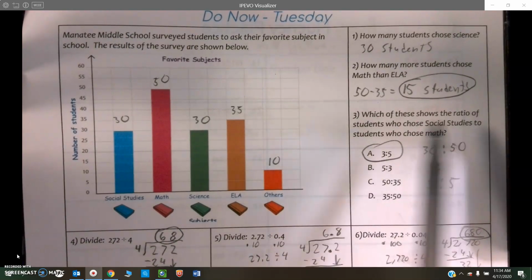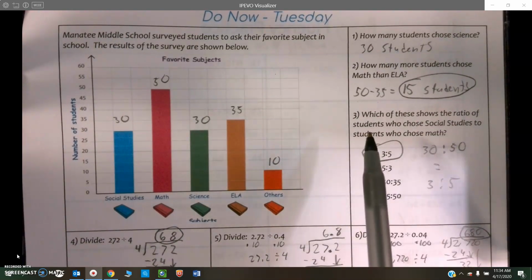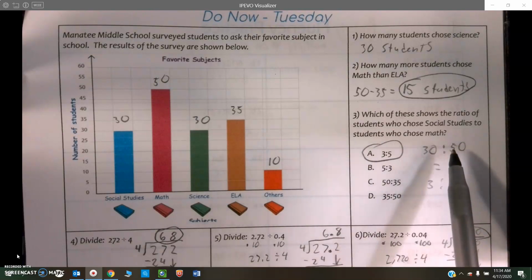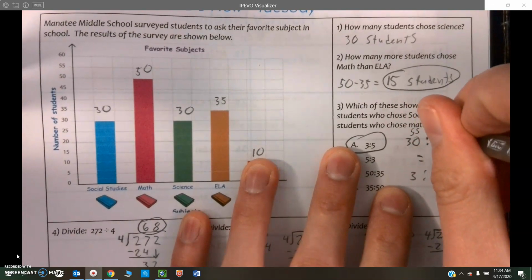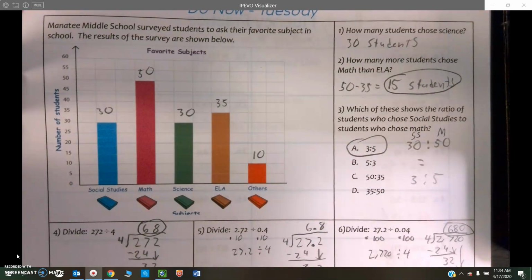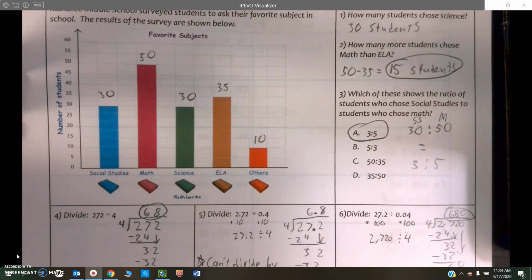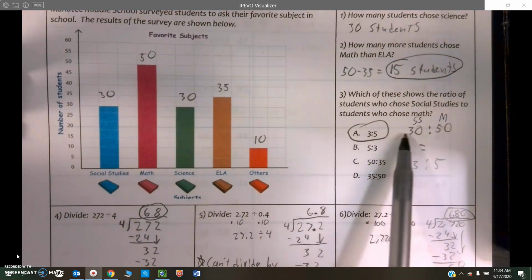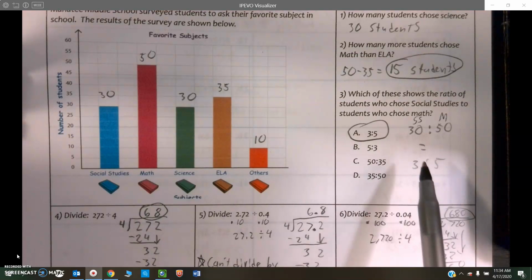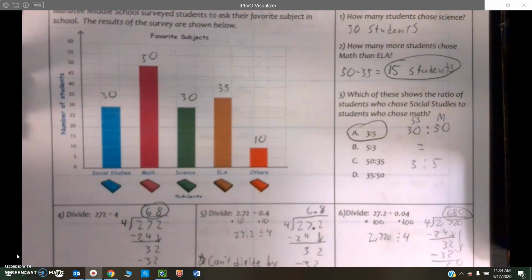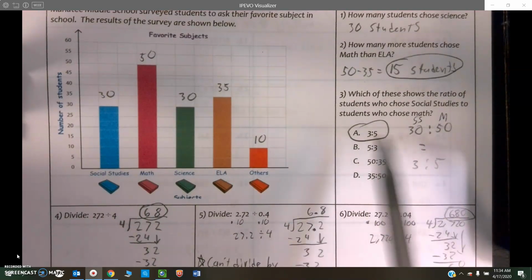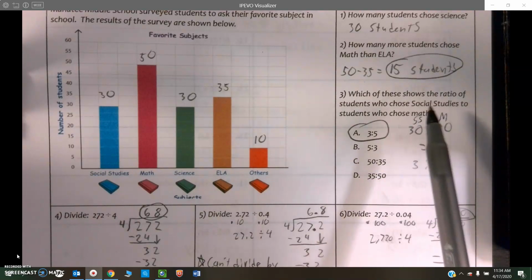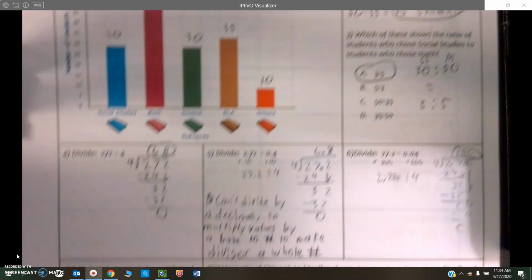And now, which of these shows the ratio of students who chose social studies to students who chose math? So we had to set up a ratio. Here is social studies, here is math, and we have a 30 to 50 ratio. That's not one of our options, so we had to simplify. If we divided both sides by 10, we would get an equivalent ratio of 3 to 5. And once again, B looks similar, but in ratios, order does matter, so 3 to 5 would have to be the correct answer because the ratio is social studies to math.